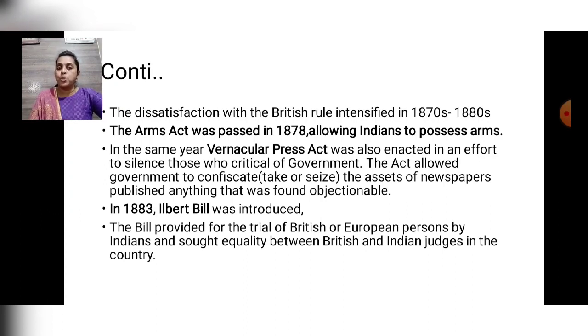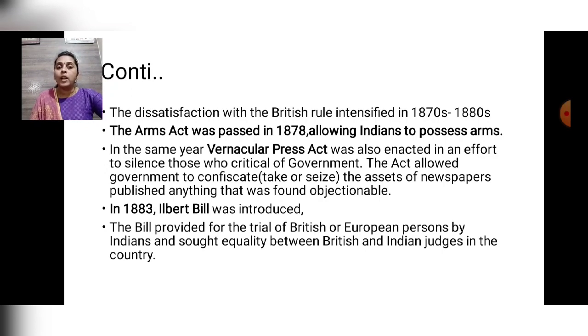The Arms Act was passed in 1878, and what this Arms Act says is that Indians could not possess arms. Earlier it was allowed, but now it was denied for Indians to keep arms.